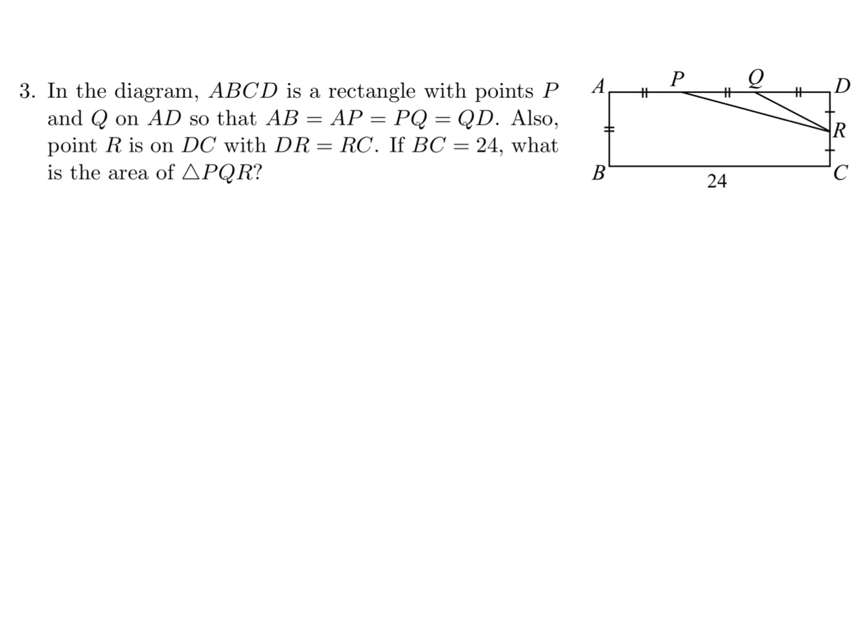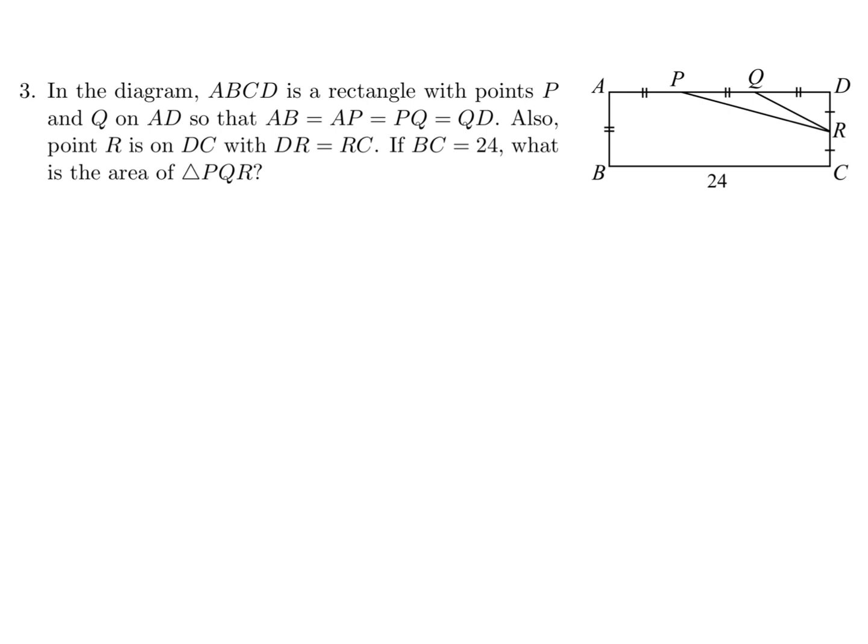In the diagram, ABCD is a rectangle, and points P and Q are on AD, so that AB is equal to AP is equal to PQ is equal to QD. Also, point R is on DC with DR equal to RC. If BC is 24, what is the area of triangle PQR?